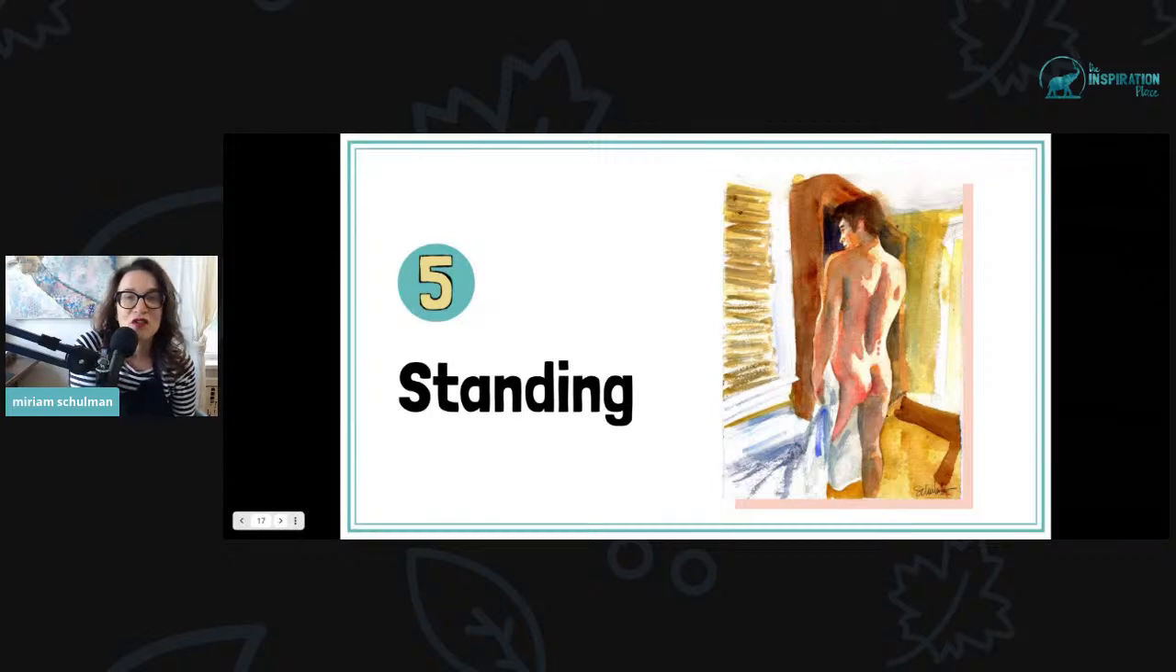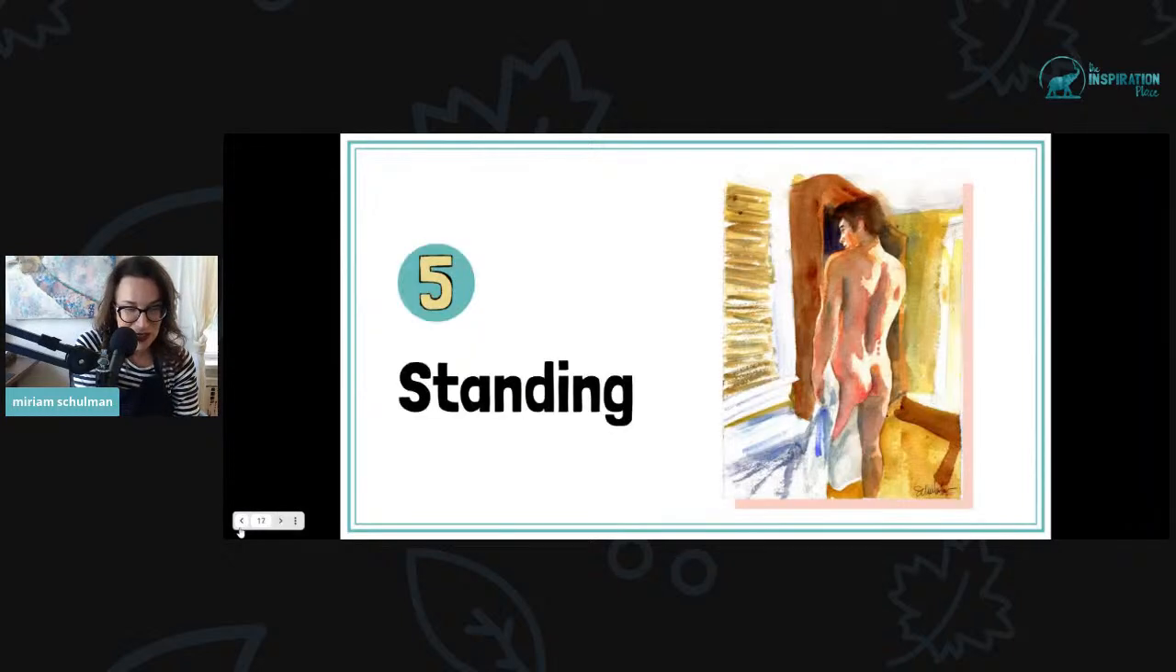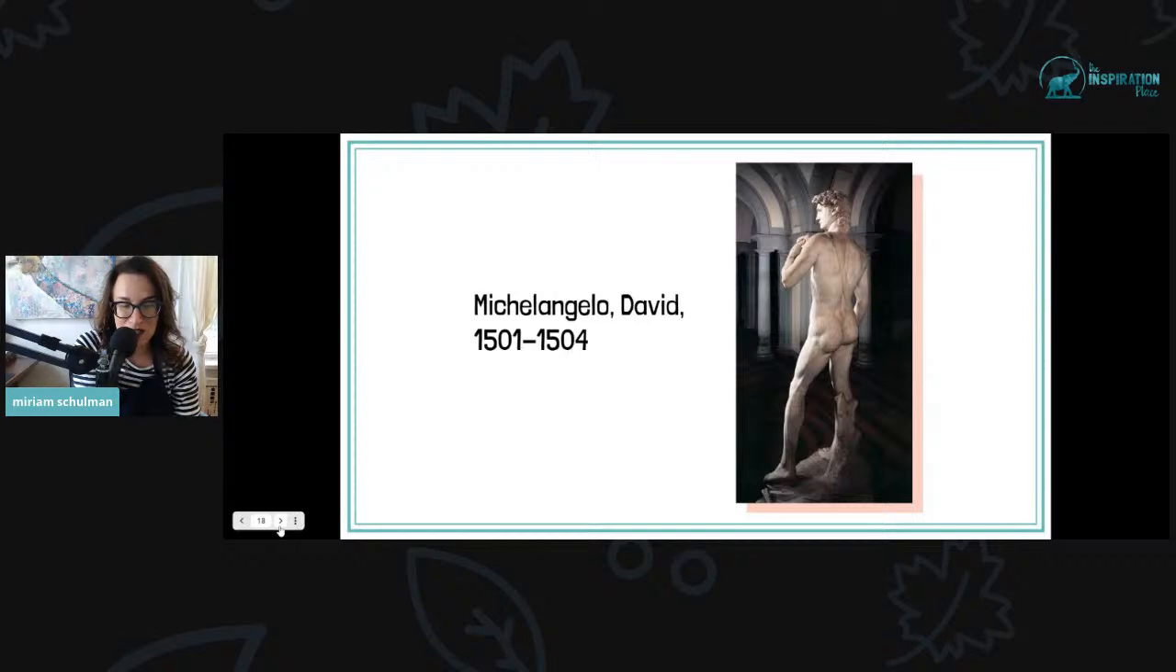Okay, and this is our fifth and final pose. This is the standing pose. Again, I do prefer it from the back. This is my watercolor nude. This is also shown from the back. Of course, this is a sculpture, so you get to see it in 3 dimensions, but I just love this pose, and you can see how closely I modeled my watercolor to this pose.